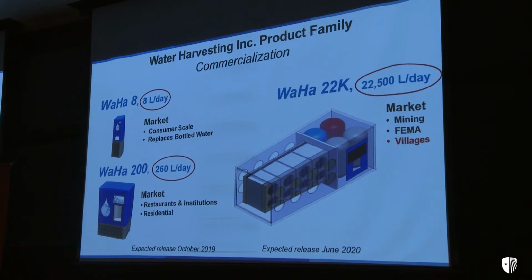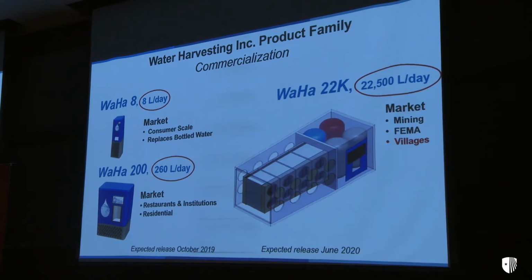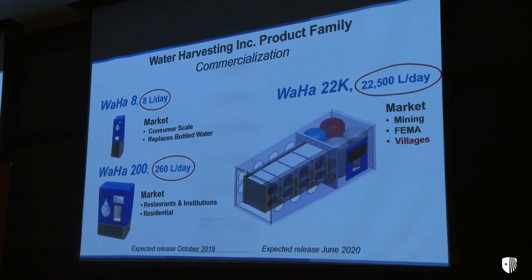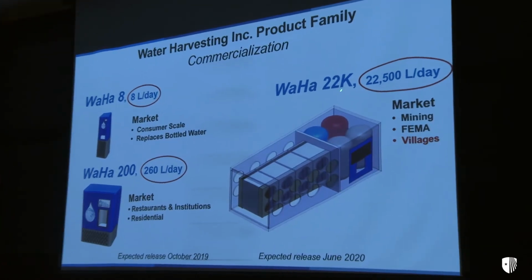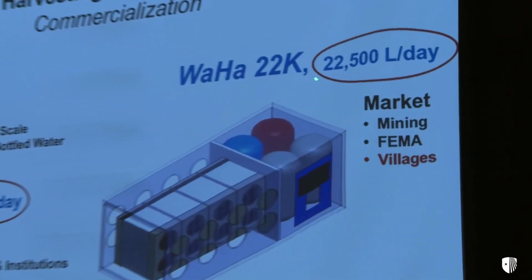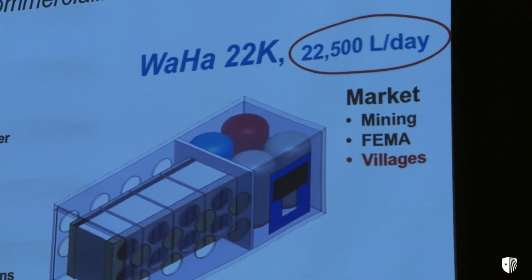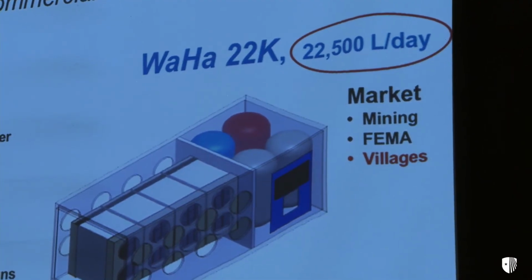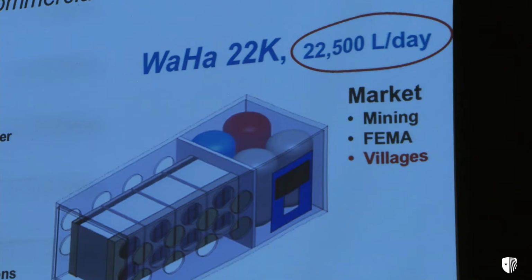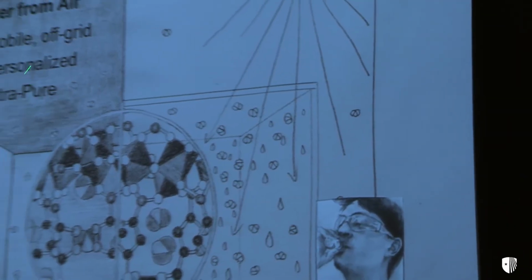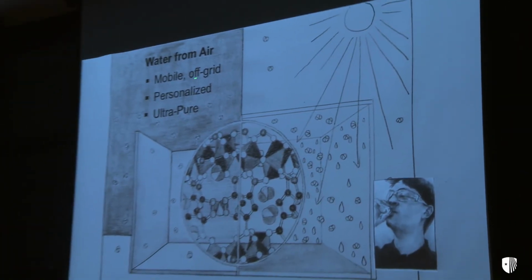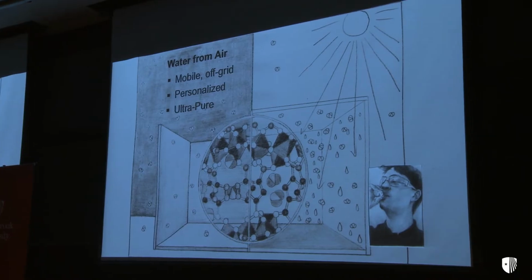So, but they have a way, with our help, to expose every granule of MOF to maximally be exposed to the air. And so we do have plans that within a year we will be able to get to over 20,000 liters per day. So what have we done? We've made water mobile, off-grid, personalized, and it's ultra pure.